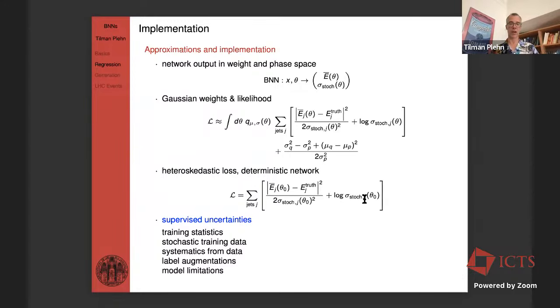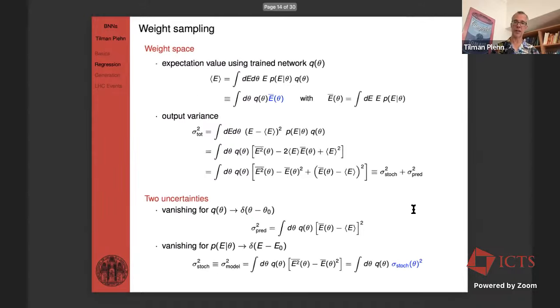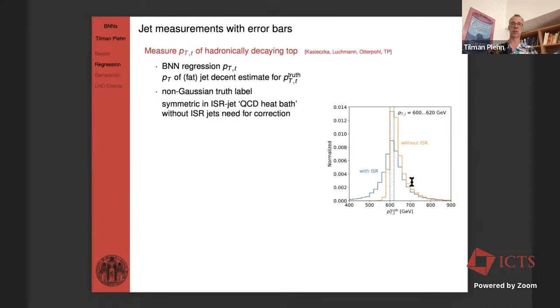And what does this uncertainty encode? Well, as I said, predictive uncertainty is training statistics. Stochastic uncertainty, systematic uncertainty from data, label augmentations, model limitations, all the other things are the systematic part. Maybe I should call this in the future systematic. Okay, and that means we now have a network that gives us, in addition to the expectation value E, the output, 2 uncertainties, and they're added in quadrature. So, old paper, when we first came up with this, let's test that. Let's see what it does.